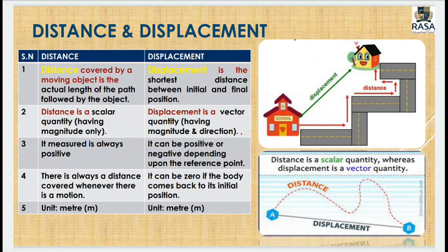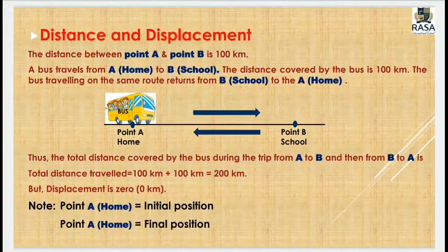There's always a distance covered whenever there is a motion. Displacement can be zero, positive or negative. The SI unit of both is meter. In figure 2 also you can see that from A to B the distance traveled is indicated through the red line and the displacement is the straight line distance between initial and final position.